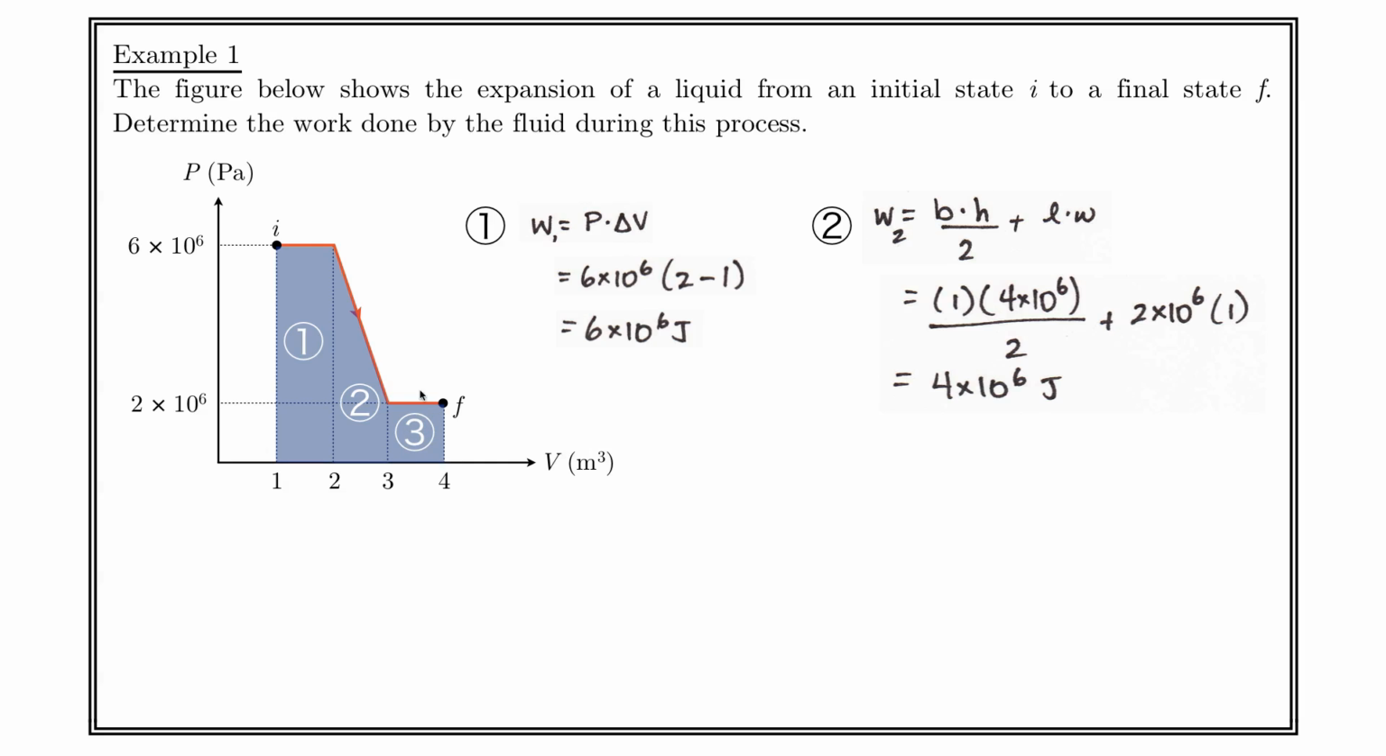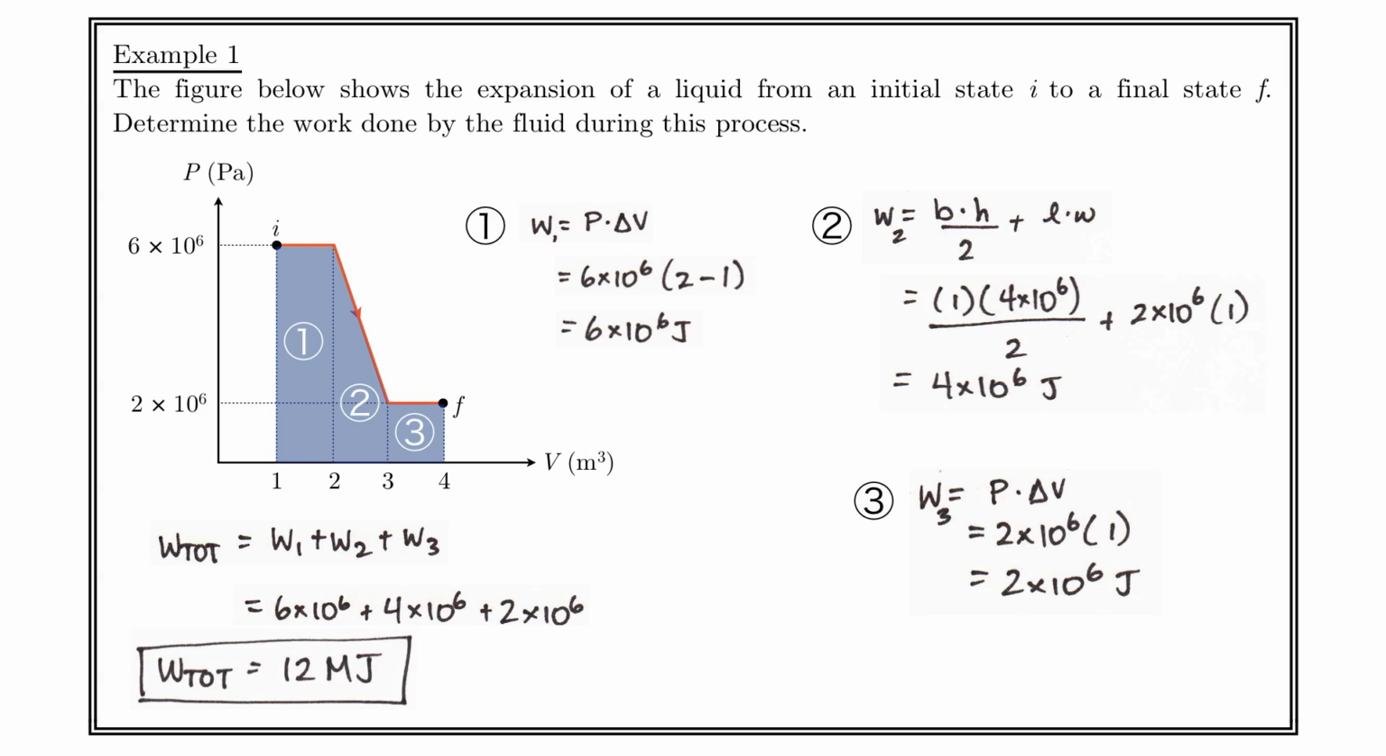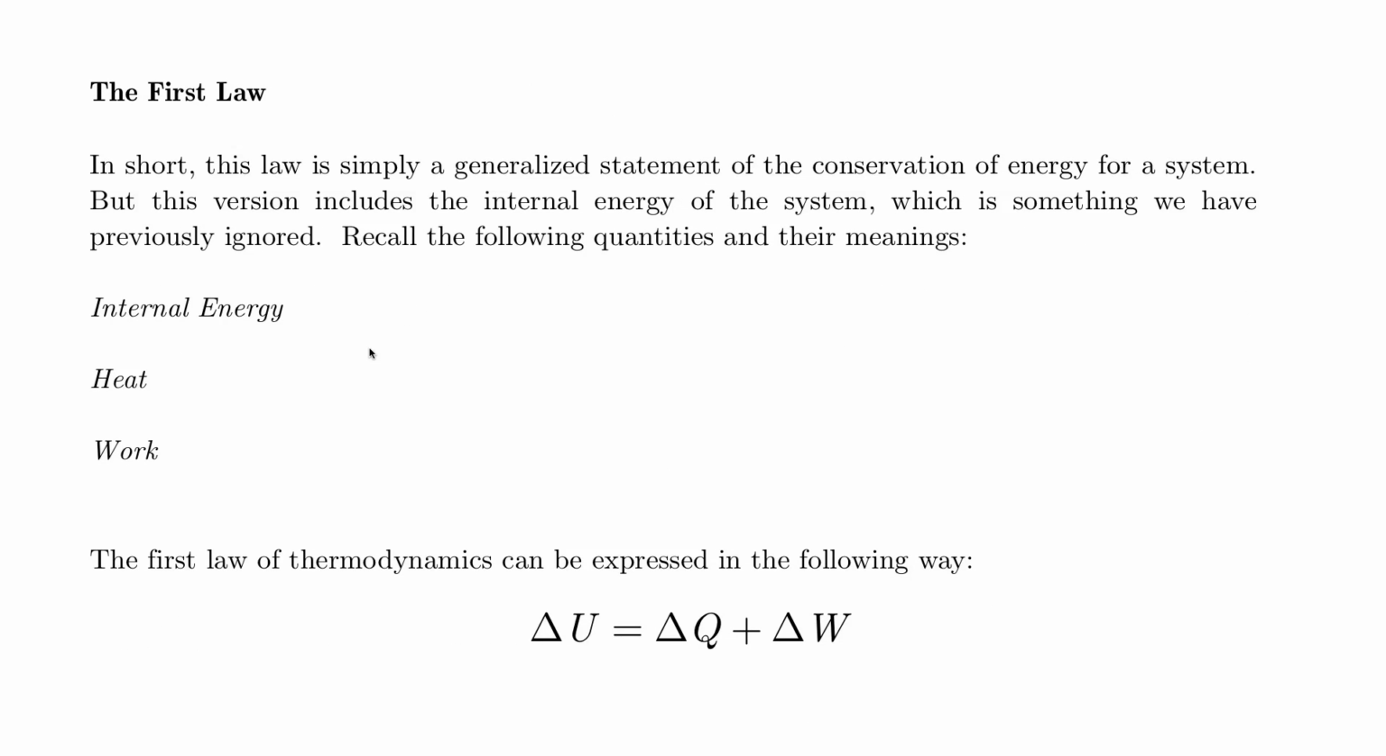We now find the area of this small section down here, section number 3. Constant pressure times the change in volume, 2 times 10 to the 6 joules. And the total amount of work that's done by this fluid is, of course, the sum of these 3 areas. And when we add this up, we get 12 megajoules. So that's a lot of work that's been done by this fluid. 12 megajoules of work.